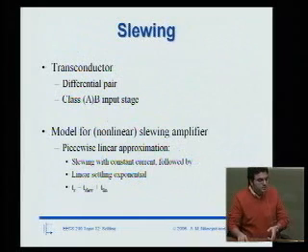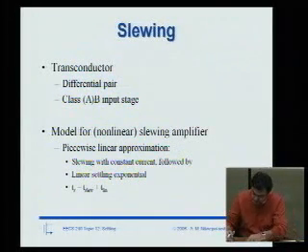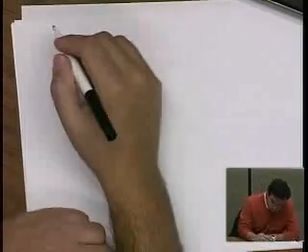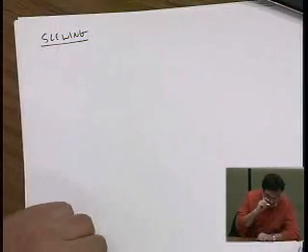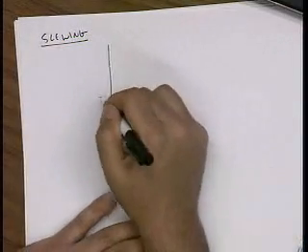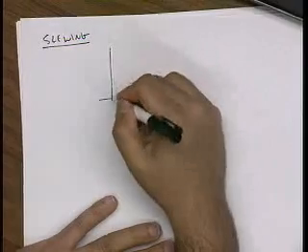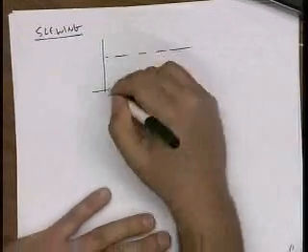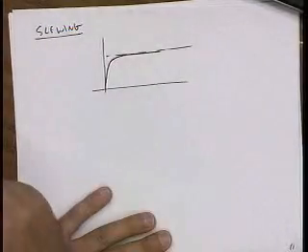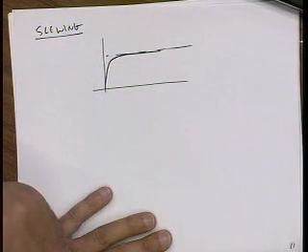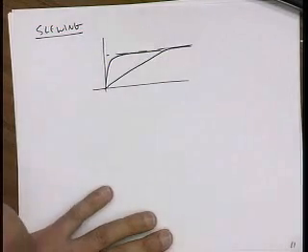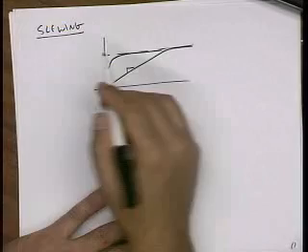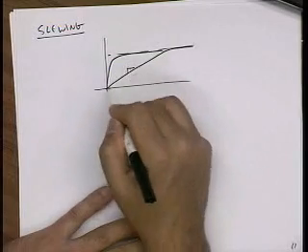Okay, so the next topic is slewing. The idea in slewing is that I do my linear analysis, and my linear analysis says step response should look like that. I build my amplifier, and it settles like that, where instead of being exponential, it is actually just a straight line.